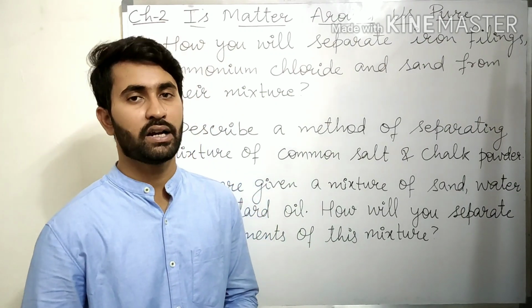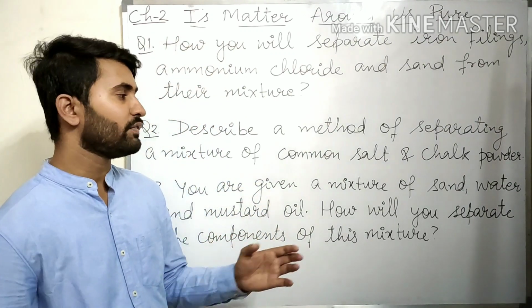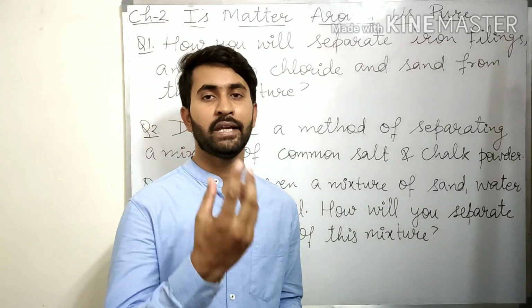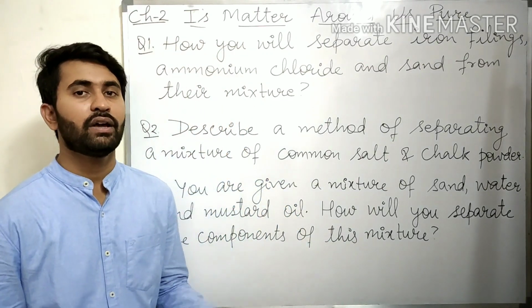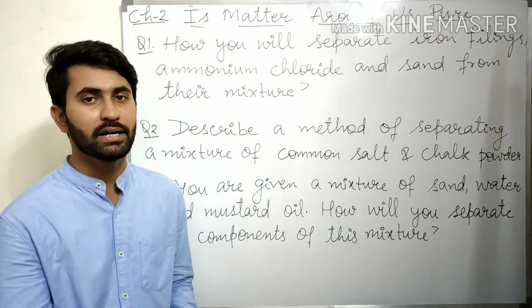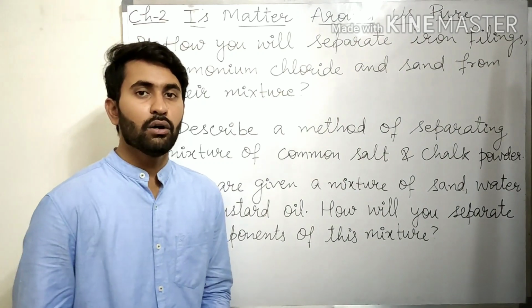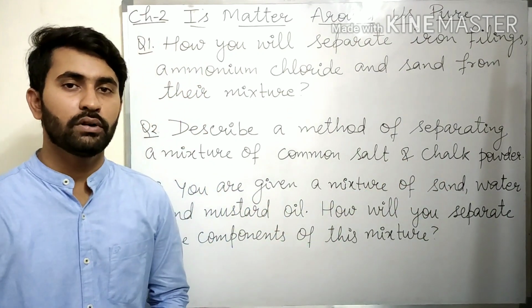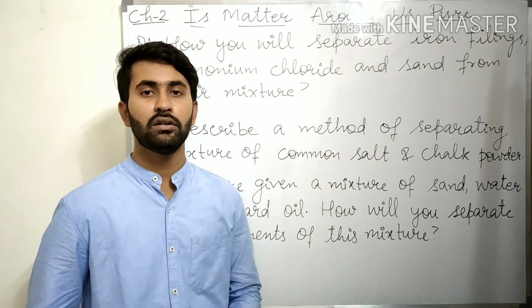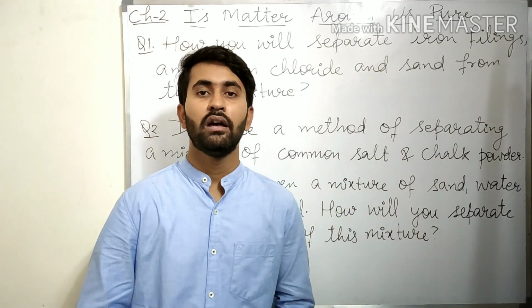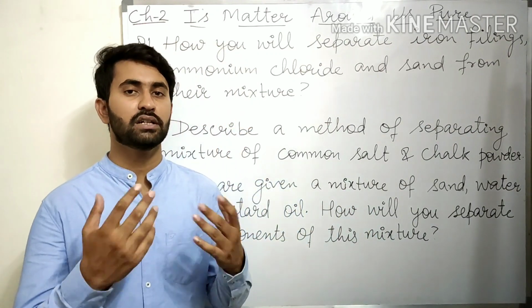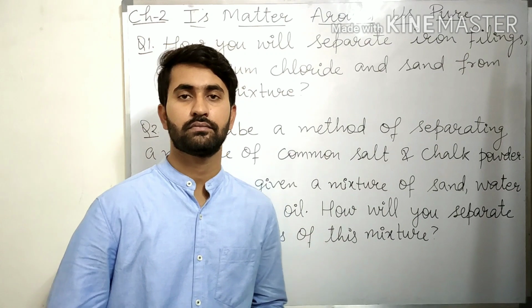Now we will use filtration. When we filter the mixture, the chalk powder will remain on the filter paper, whereas the common salt, which dissolves in water, will pass through the filter paper. Now we will dry the chalk powder, and to get the common salt from the solution, we will either evaporate the water or use the crystallization process.